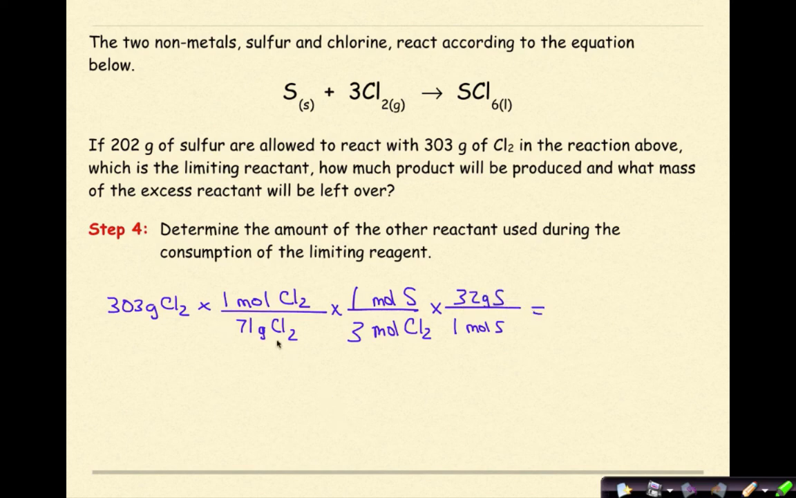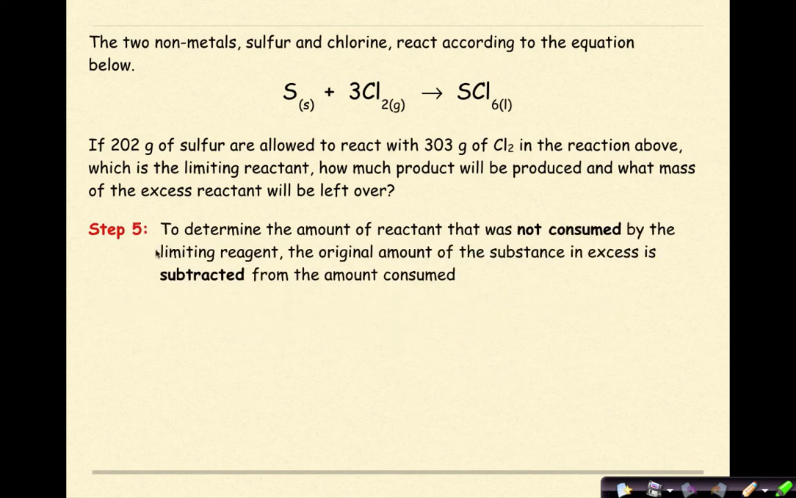And I am going to go through and check my units. Grams, grams, moles, moles, moles, moles, left in grams of sulfur. And if I work this out, I'm going to get 45.5 grams of sulfur. And again, this is the amount of sulfur used to consume all of the Cl2. So finally, step 5, to determine the amount of reactant that was not consumed by the limiting reagent, the original amount of the substance in excess is subtracted from the amount consumed.